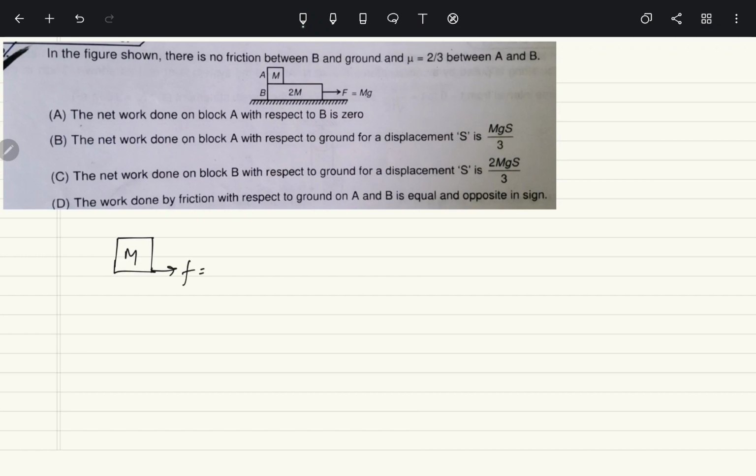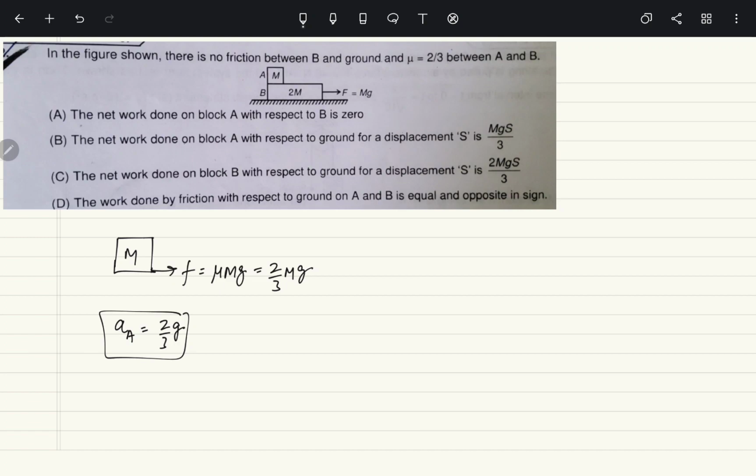So that will be mu mg, and mu is given as 2 by 3, so it is 2 by 3 mg. Now we'll calculate the maximum acceleration of this M block. The maximum acceleration will be 2 by 3 g. Right. Now here we'll follow a certain approach.